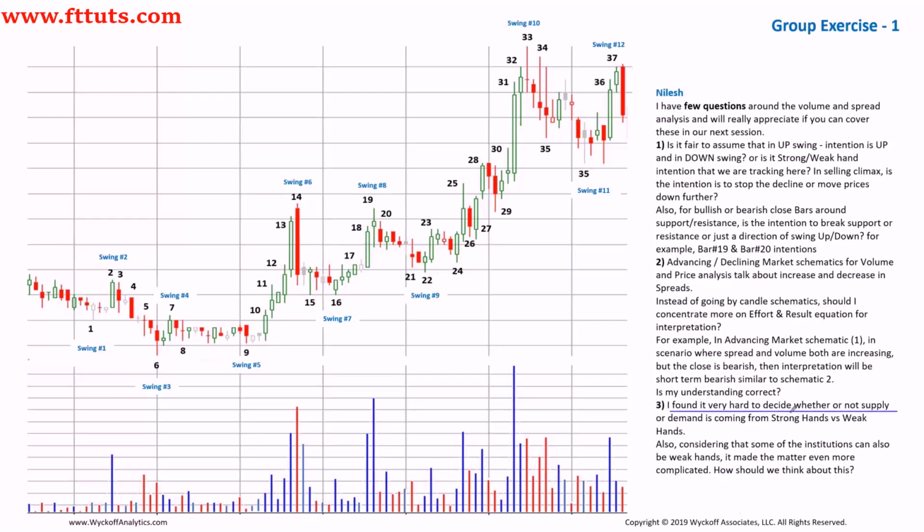I found it very hard to decide whether or not supply demand is coming from strong hands or weak hands. You know, this is something that is going to develop, so don't worry about this. This is something that will require some time to master. And I'm still mastering this in a big way.